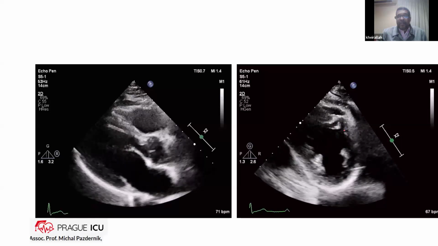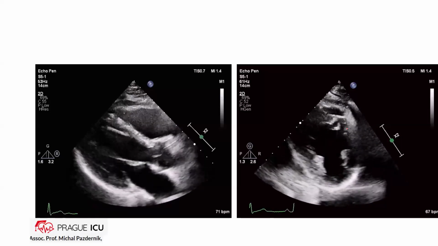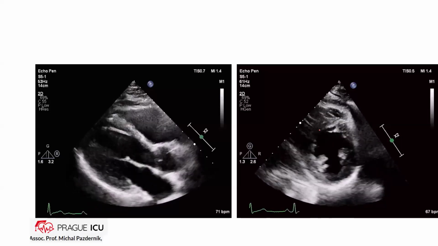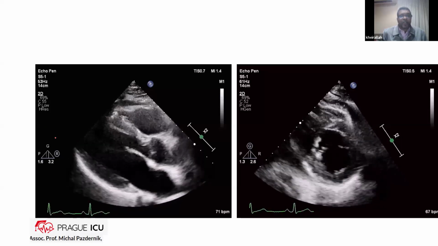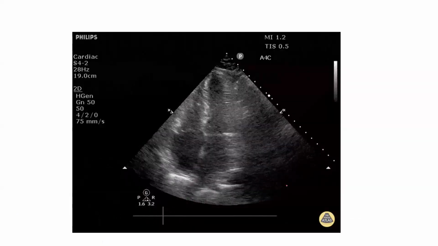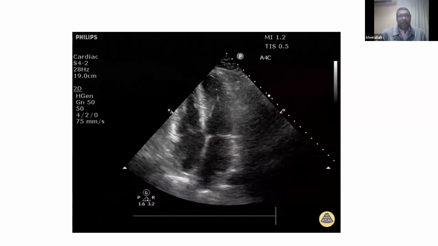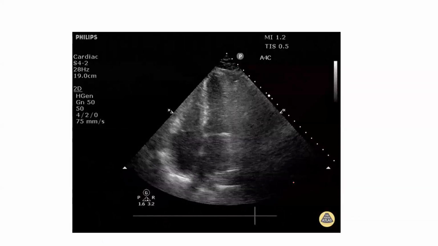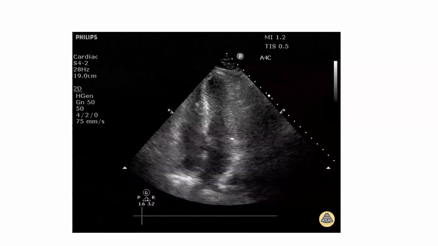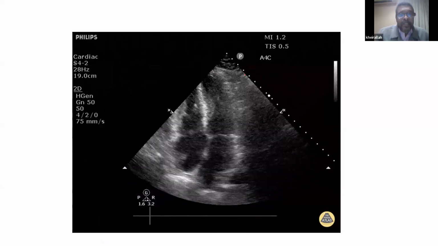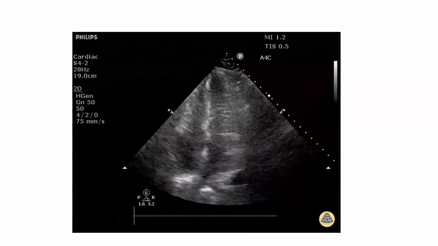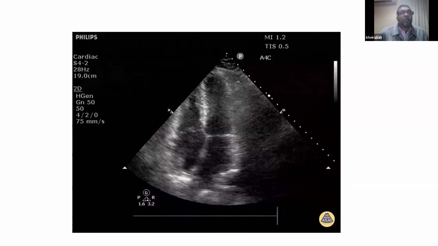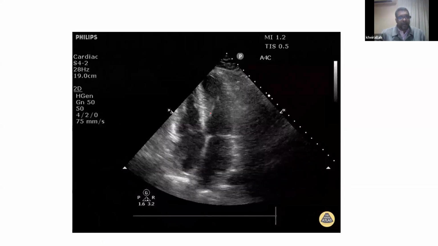So all the segments are thickening, and the amount of thickening is more than 30%. So this is normal ejection fraction. Now look at this one here. What do you think? The image quality is not so good, but we can appreciate that the heart is what? Hyperdynamic. Yes.